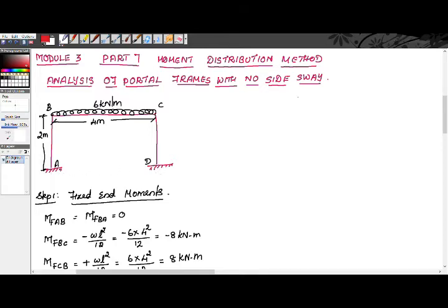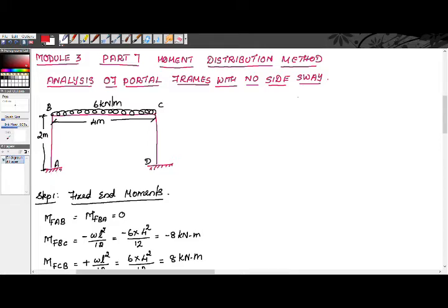Both are fixed supports. Then BC is 4 meter and you have a UDL throughout BC. So it is symmetric. There are no joint moments. The moment of inertia is not changing. So from the diagram itself, you can understand this is a portal frame with no side sway. That is, there is no sway. That is, this B and C do not change their position. Okay, now we will analyze how to solve such a problem.